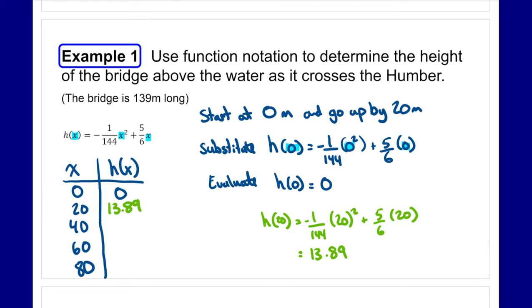And I can go through and do the same thing for all of these different values. Right? For 40, it'd be h at 40. 60, h at 60, h at 80, h at 100, h at 120, and so on. Right? We plug those values in, we start to get specific values.